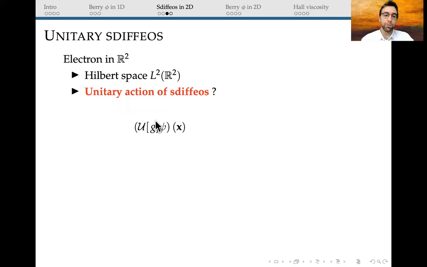So again, for every Zdifeo G, I want to define a unitary operator U of G that acts on wave functions. Again, to tell you what this action is, I have to evaluate this at some point X on the plane. And the starting point is sort of obvious. You're going to do exactly what we did on the circle, meaning you're going to start by just shifting the argument of the wave function here on the right. This shift of argument simply means that if you have, say, a Gaussian wave function, which is centered somewhere on the plane, you're shifting its argument. If you perform, say, a translation, well, clearly you have to move the position of the maximum of the wave function. That's just what this is achieving.